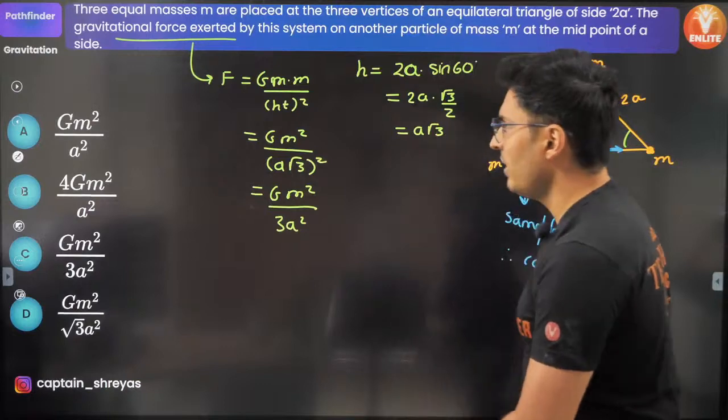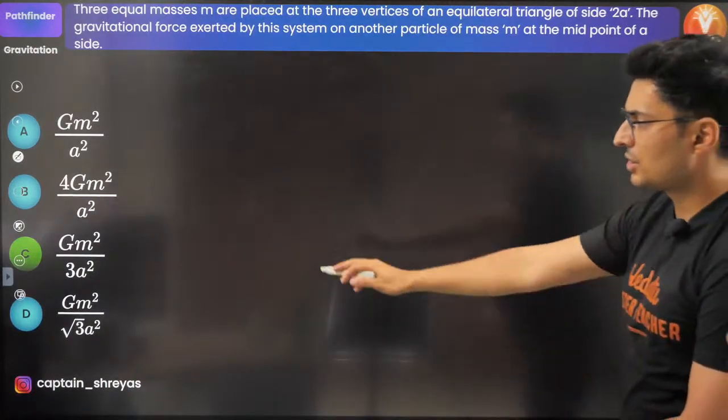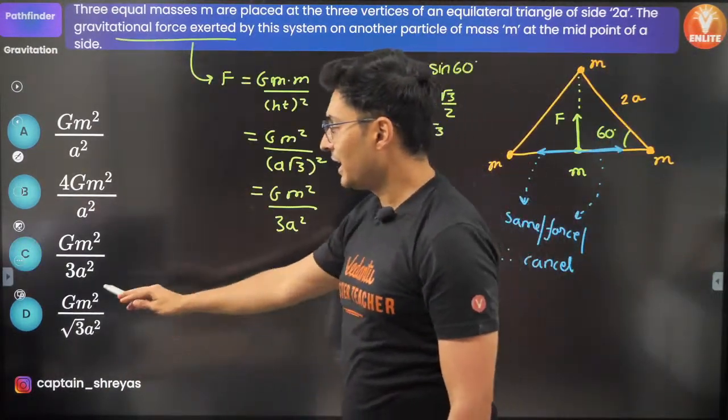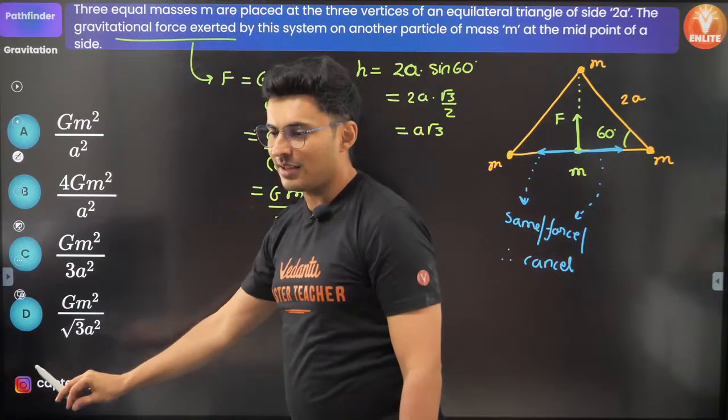Is it there somewhere? Just check this out. Yes, it is option C. Can you see that 3? No, it's not D, guys. Root 3 is not the correct answer.